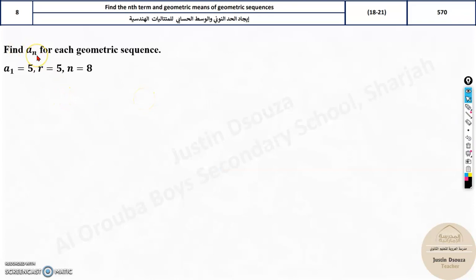You need to find the nth term, an, for each geometric sequence. The a1 is 5, r is 5, and n is 8. How do we do this? Very simple. Just remember the formula. Once you know the formula, just keep applying the values you know, because you have to just find the nth term. So all you need to do is substitute.